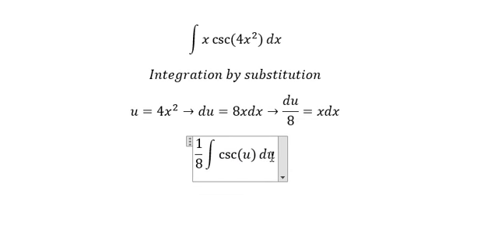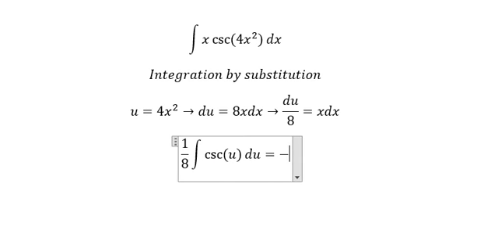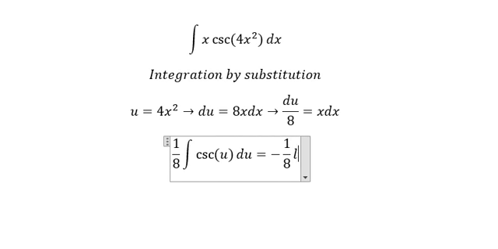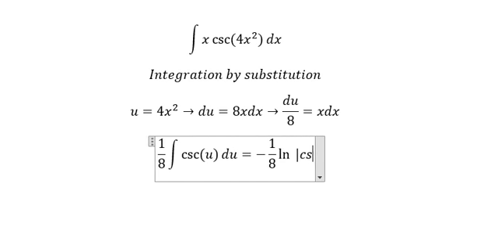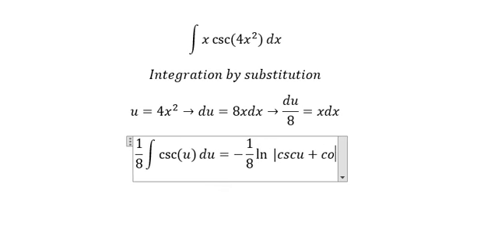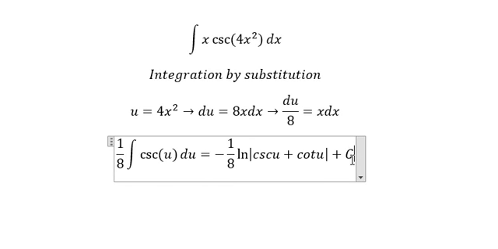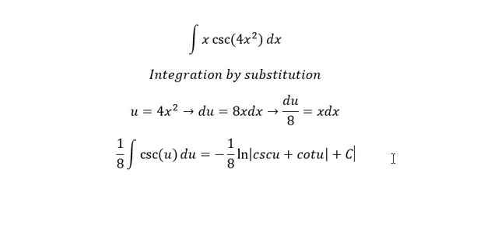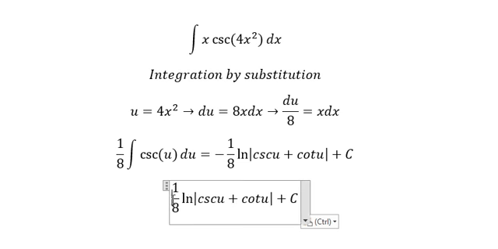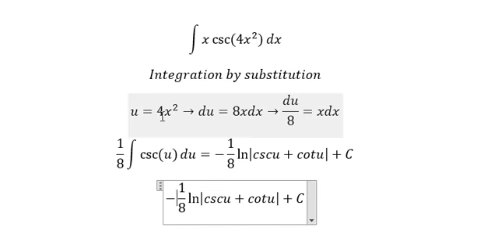And we got the final answer. The integration of this one, you got negative ln of the absolute value of cosecant of u plus cotangent u. And we put c. About u, that's about 4s squared.